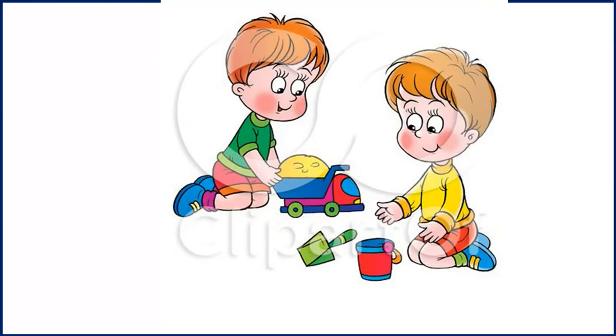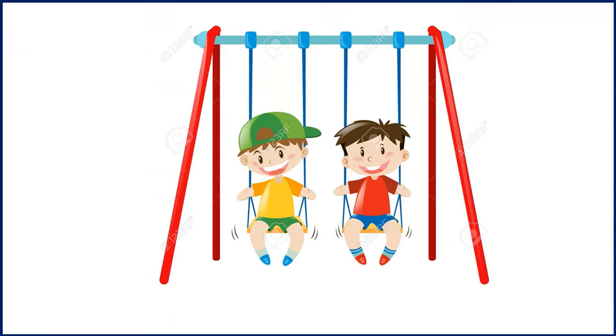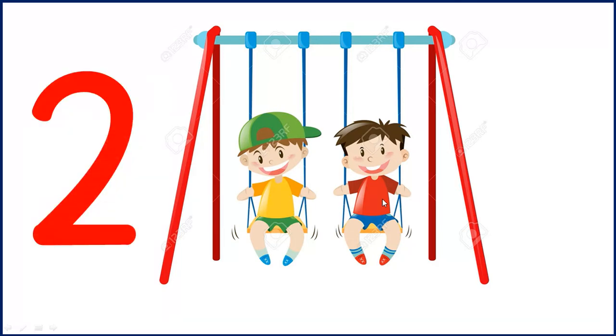Look at this picture. They are children and they are playing with their toys. Tell me, how many children are there? 1, 2. There are two children. Who are they? They are boys and they are singing. They enjoy singing. How many children are there? One, two. There are two children.